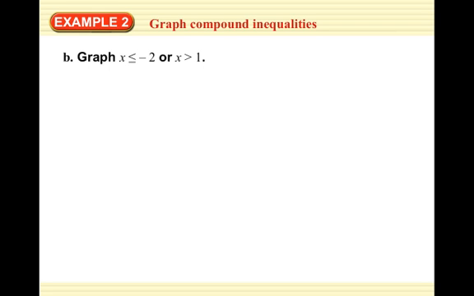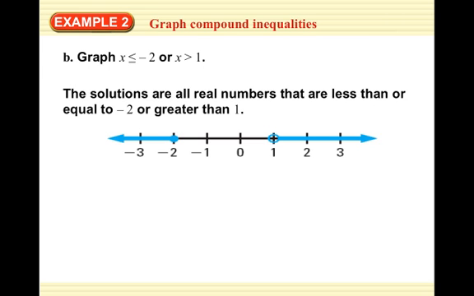Now we're going to graph an or statement. We're going to graph x ≤ -2 or x > 1. The solutions are all real numbers that are less than or equal to -2, because see the little line underneath the less than sign, that, remember, that means or equal to, or greater than 1. So we include everything that makes one or the other statement true.